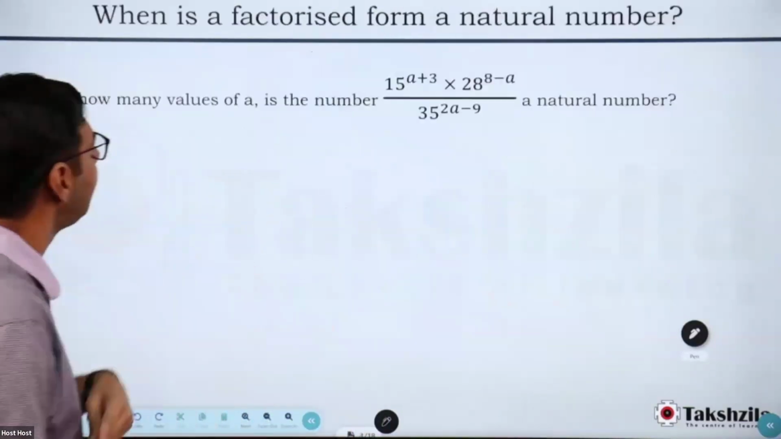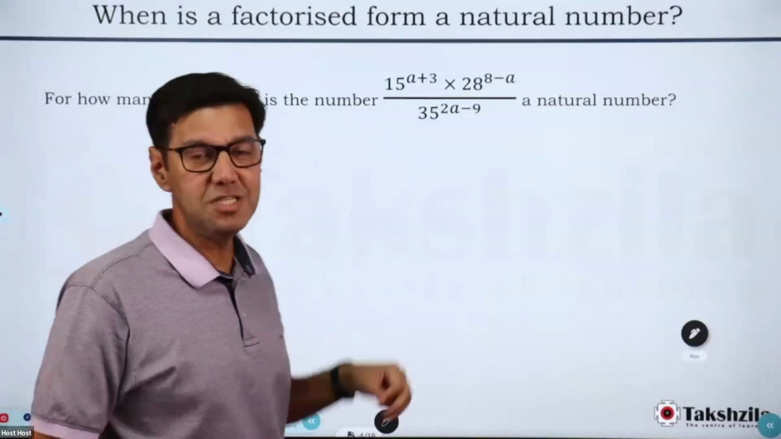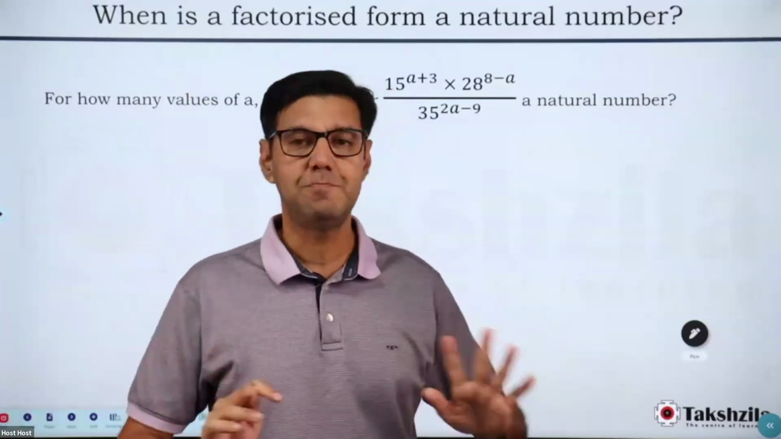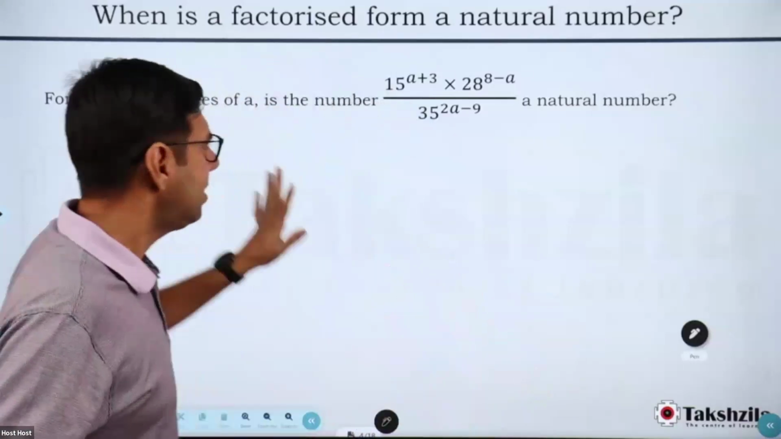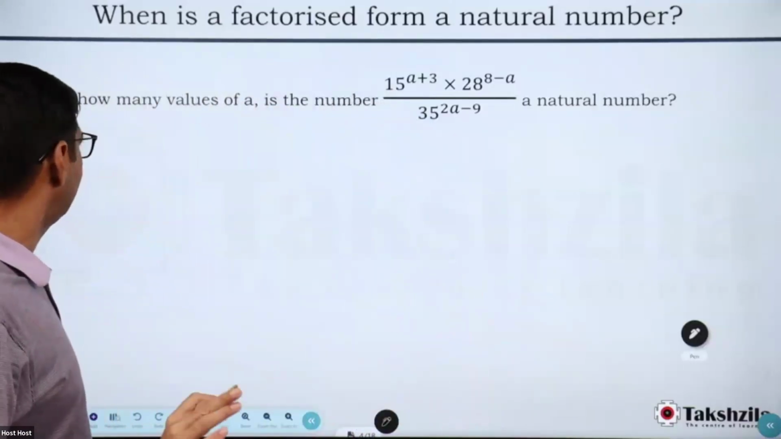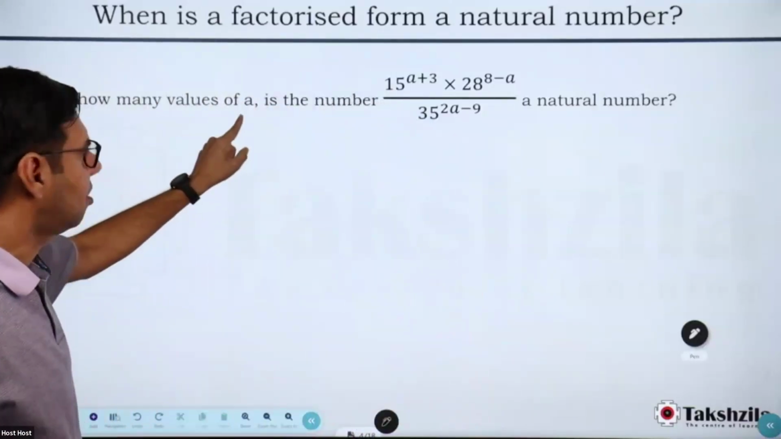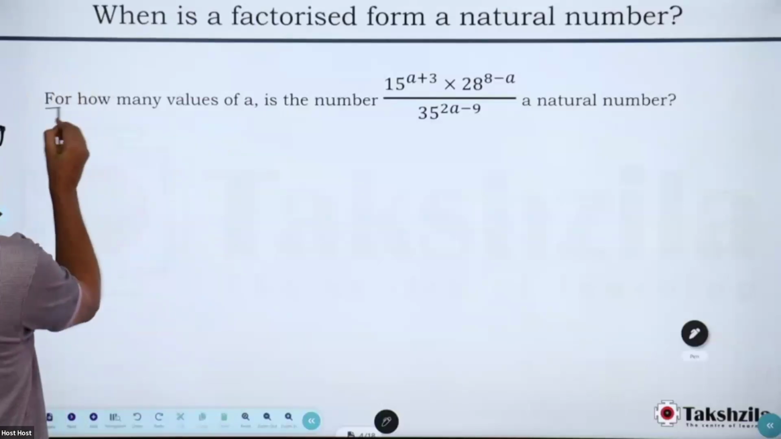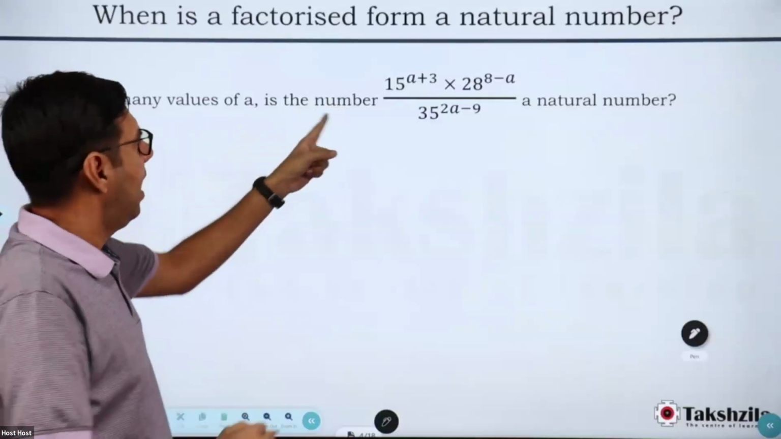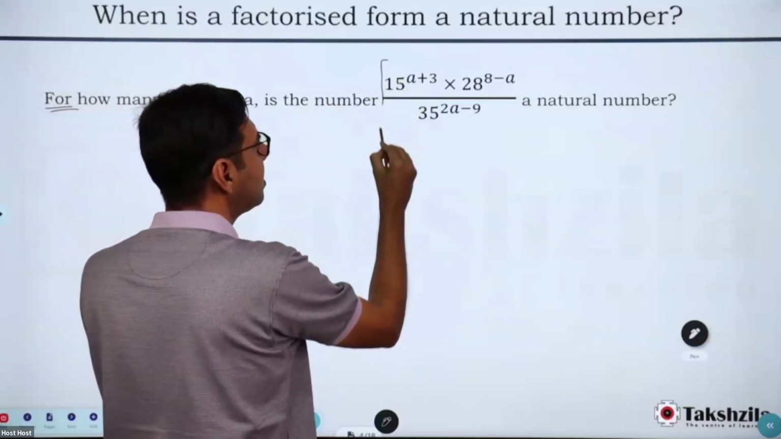Now check this question, which suddenly catches a lot of people by surprise. It's a very silly kind of question. For how many values of A is the number... Now this is some number.